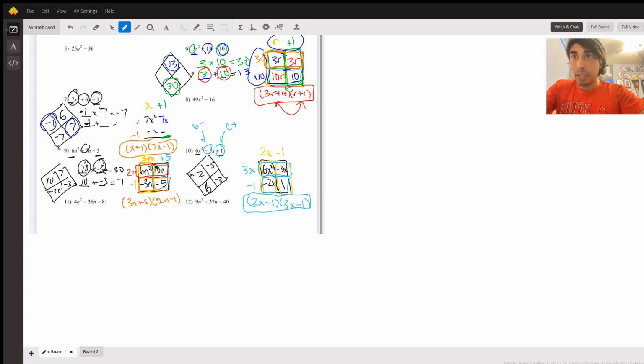All right, so again, we're sticking with our box and diamond method, because we've got a 4 right here. It's not a 1, so it's a little bit trickier.